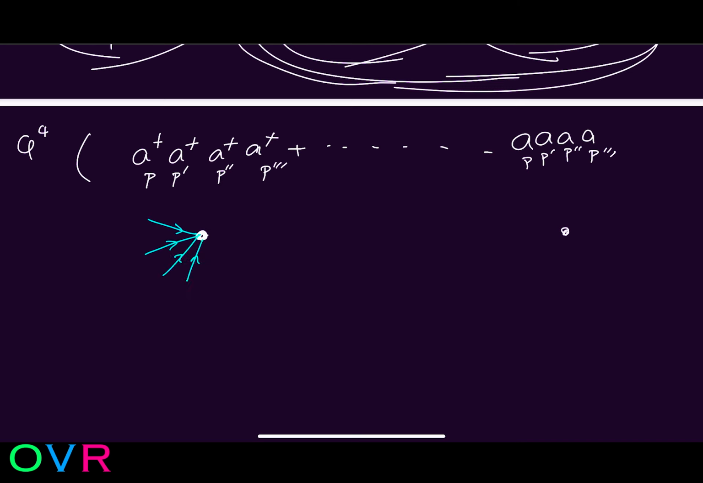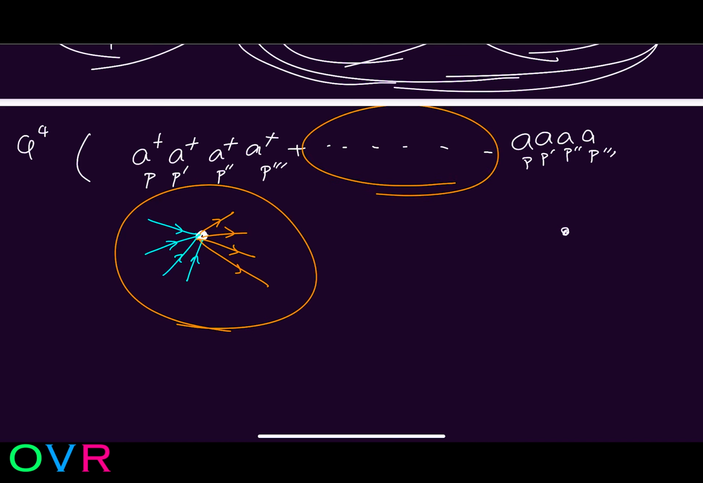This creates 4 particles and then annihilates the exact same particles with the same momentum. So on average, you see nothing is happening in these processes, but there are interaction terms here. For example, you can have terms like a dagger, a dagger, a, something like that, or a dagger, a. All the terms in between represent different scatterings.